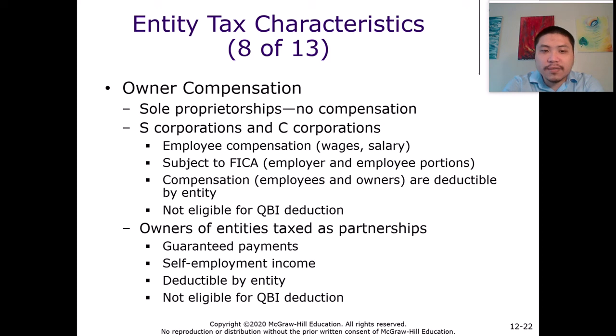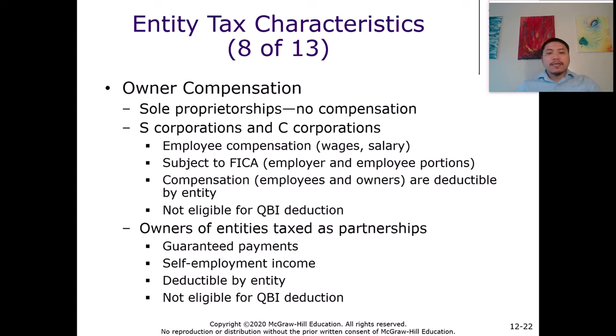If the business owners also work for the corporation, then they can also deduct the compensation that they paid to the owners as well. But overall, any compensation for employees and any compensation for the owners, if the owners fully participate in managing the business, can be deductible for the corporation in their own tax returns.